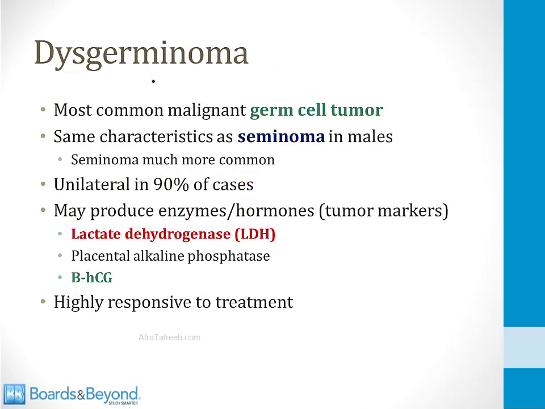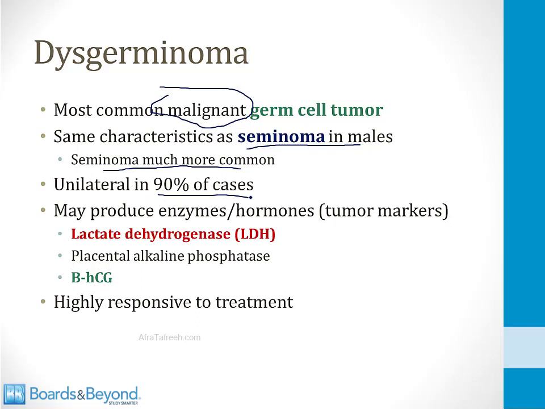Our next germ cell tumor of the ovary is a dysgerminoma. This is the most common malignant germ cell tumor of the ovary, and it has the same characteristics as a seminoma in males. The two tumors are identical, except a seminoma develops in the testes and a dysgerminoma develops in the ovaries. Also, as we'll talk about in another video, seminoma is much more common in the testes compared with dysgerminoma in the ovaries. These tumors are unilateral in 90% of cases.